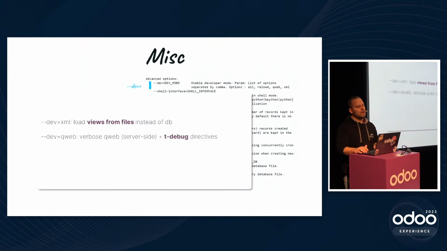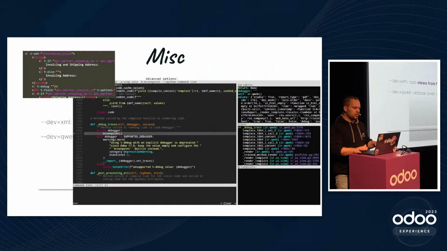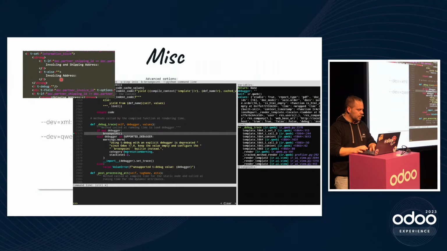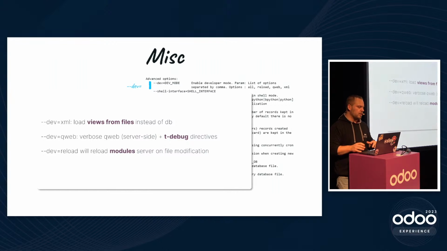We have the QWeb mode. It basically triggers more logs on the server regarding the backend rendering of QWeb templates, so website pages, for example, or PDF reports. It also allows you to set up in your QWeb code a debug command. And when the rendering reaches this point, you will get thrown into a debugger at that point. And so you can see how the template has been compiled, and all the variables that are available in the scope of the QWeb rendering engine at this point. It's super useful if you want to debug some stuff that does advanced manipulations of reports. It's quite rare to use it. Usually the XML mode and reload mode are the most useful.